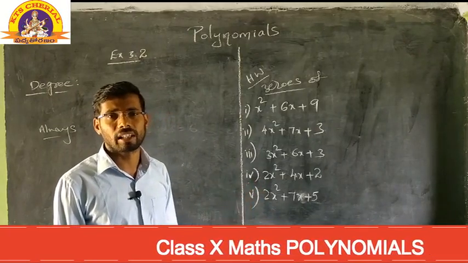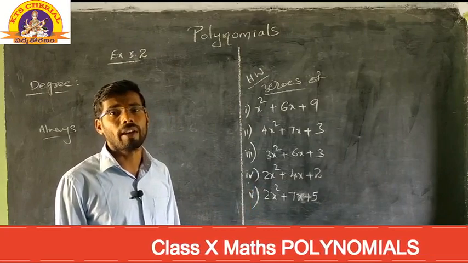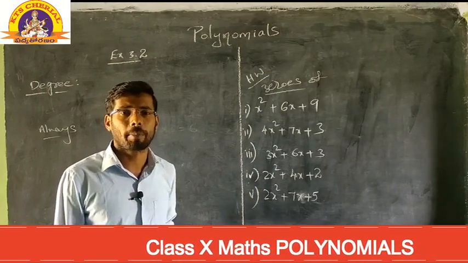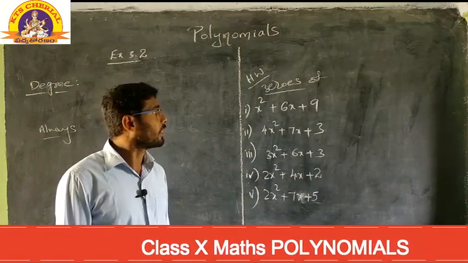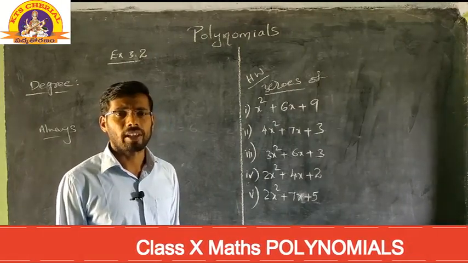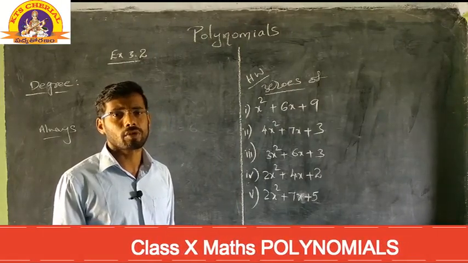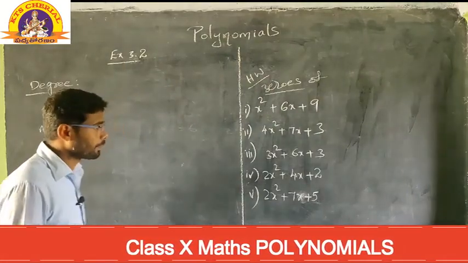If a polynomial's degree is 5, what does that mean? In that case, you will get 5 zeros. So that's why you always have to remember one point: in a polynomial, the number of zeros is always equal to the degree of the polynomial.